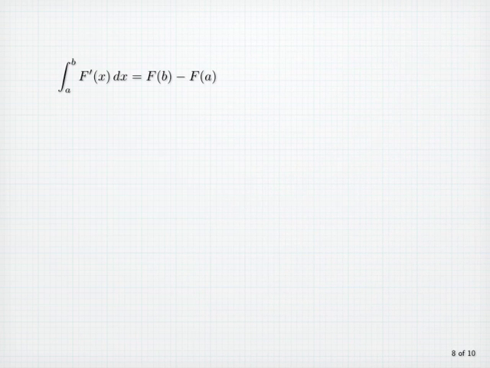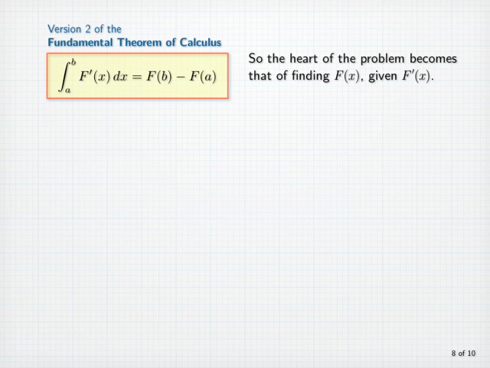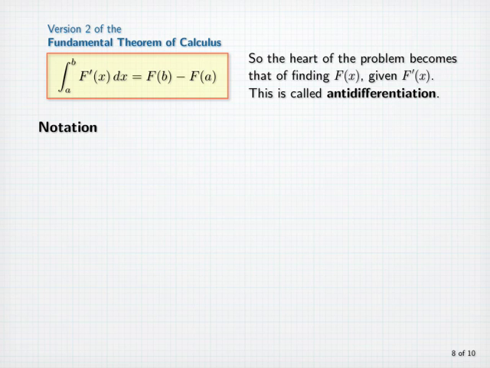Another way of writing the preceding result is the integral from a to b of F prime of x dx is equal to F of b minus F of a. This is version 2 of the fundamental theorem of calculus. So the heart of the problem now becomes that of finding capital F of x given its derivative. In other words, the problem of finding an antiderivative of the integrand. This is called antidifferentiation.